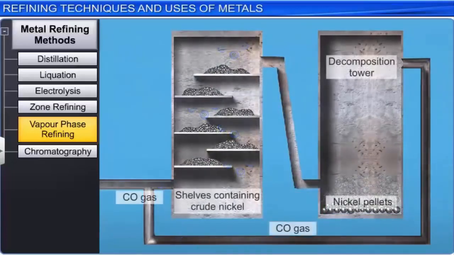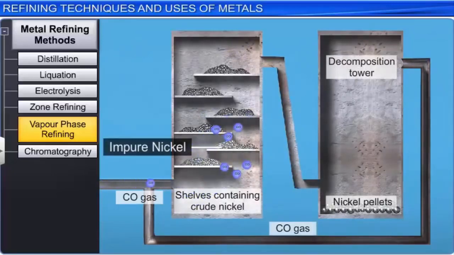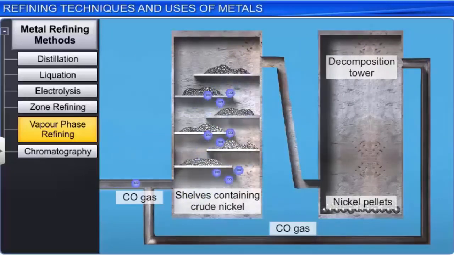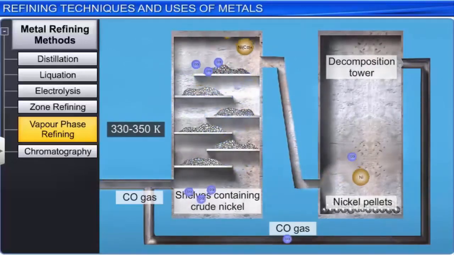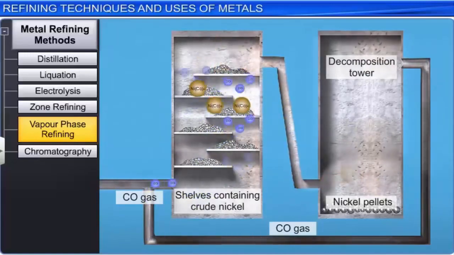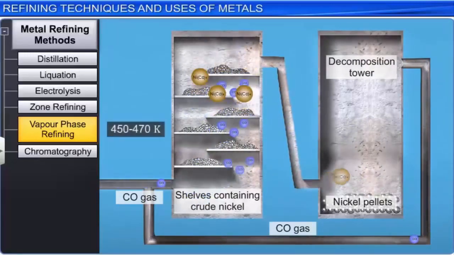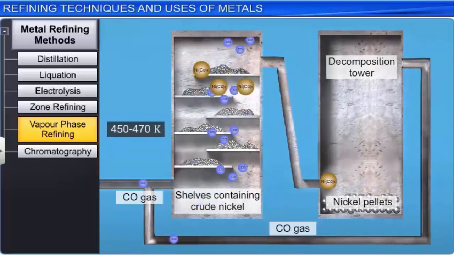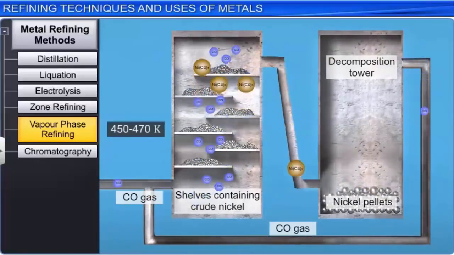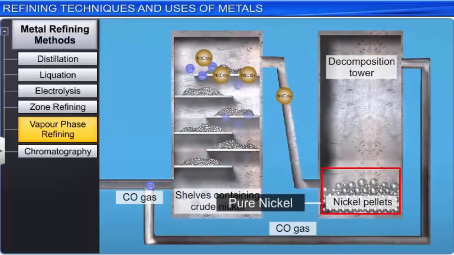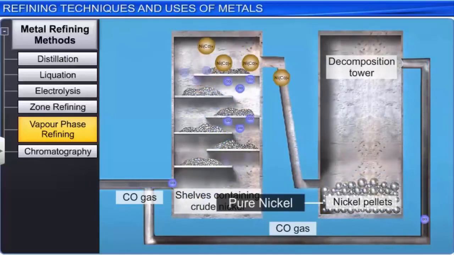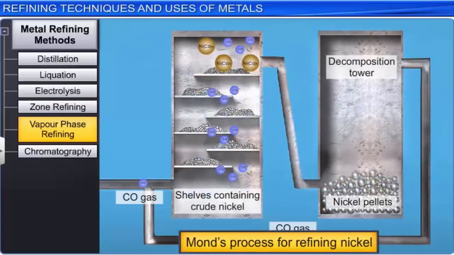Let us consider nickel. Nickel reacts with carbon monoxide to form a volatile nickel tetracarbonyl complex at a temperature of 330 to 350 Kelvin. The nickel tetracarbonyl is then heated to 450 to 470 Kelvin, where it decomposes to give pure nickel and carbon monoxide. This method is known as Mons process for refining nickel.